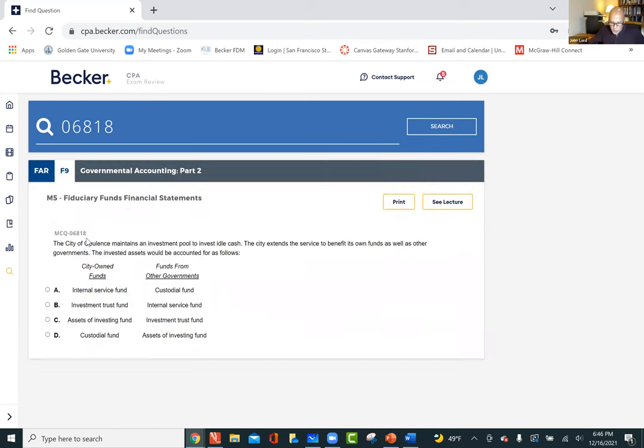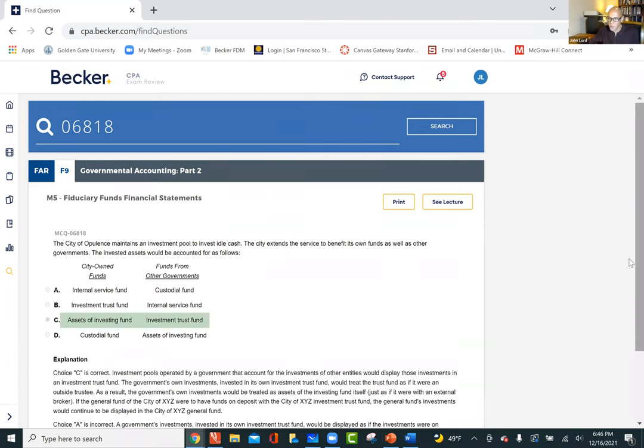Okay, all right, good. This city of Opulence maintained an investment pool to invest idle cash. The city extends the service to benefit its own funds as well as other governments. The invested assets would be accounted for as follows. The city-owned funds are what? The assets of the investing fund. They're the assets of the general fund or whatever fund is actually holding those invested funds. The funds of other governments go into what? Go into the investment trust fund, right?